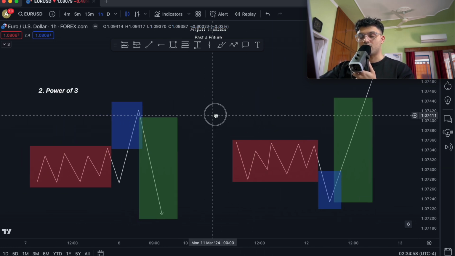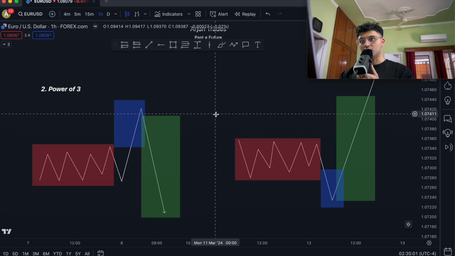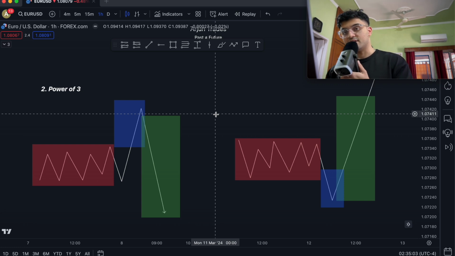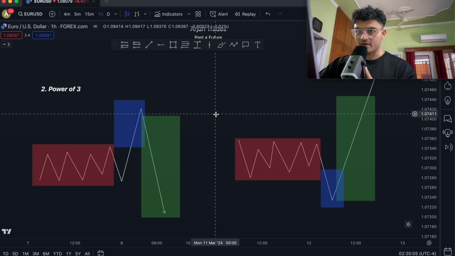So this is the second power concept that I really like to use, and something that's really changed my trading, so make sure to check this out.